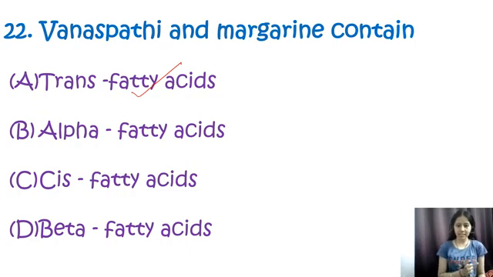Trans fatty acids are unsaturated fatty acids with at least one trans double bond in their carbon chain. They are often found in partially hydrogenated vegetable oils, which are commonly used in the production of vanaspati or margarine. When consumed in a good amount, these trans fatty acids have an adverse health effect also. So my correct option is A, that is trans fatty acids.